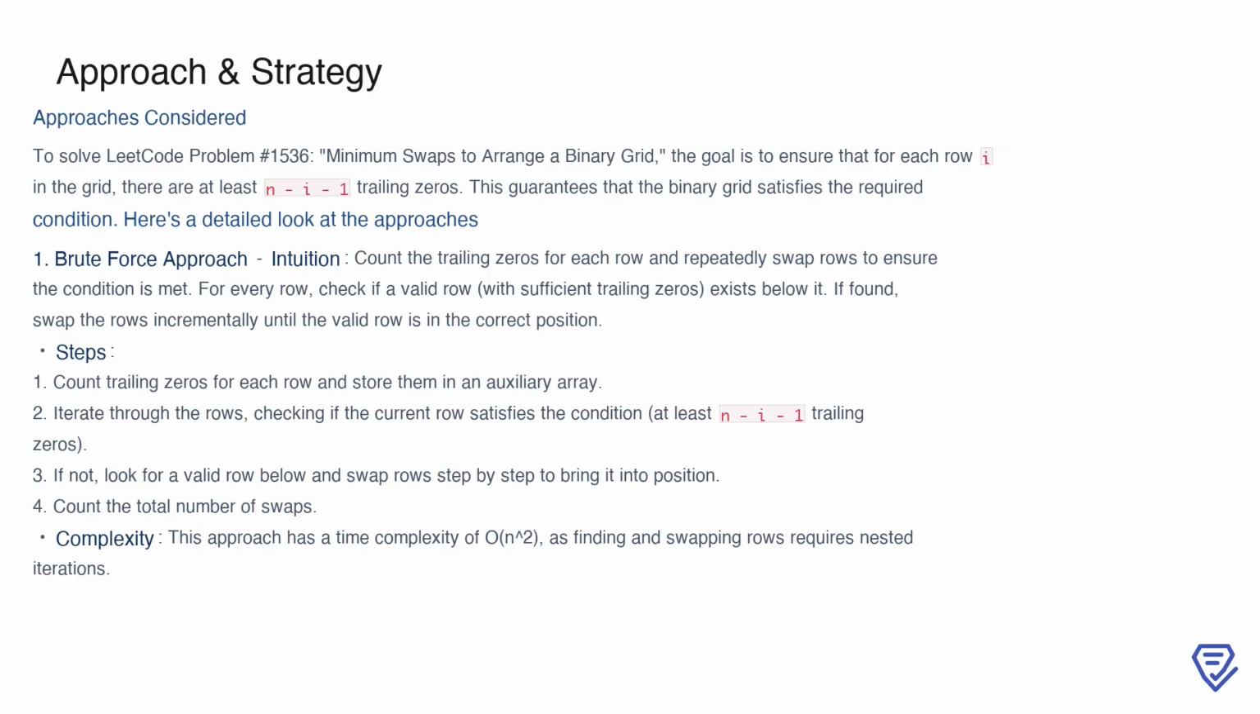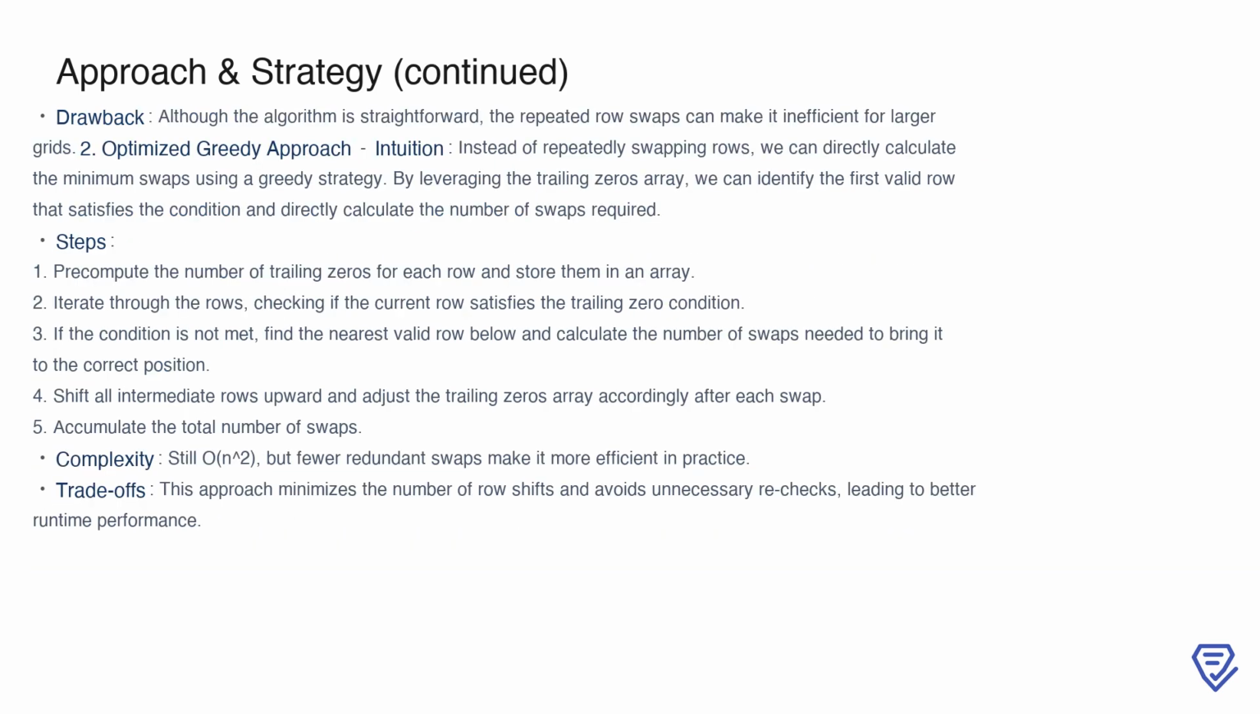While this method is conceptually easy to implement, it involves nested iterations, leading to a time complexity of n squared, which can become inefficient for larger grids. The brute force approach, despite being simple, has a significant drawback. The repeated row swaps introduce inefficiencies, especially as the grid size grows.